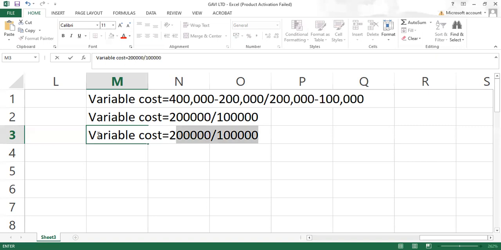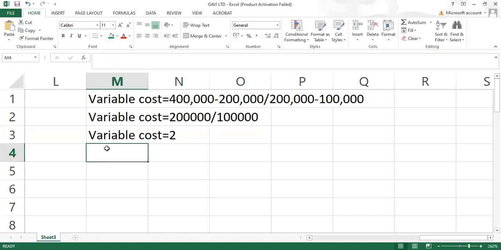Are we all okay with how we calculate that one? It is the cost of the highest activity level minus the cost of the lowest activity level, over the highest activity level minus the lowest activity level. We pick it in the order of how we pick the cost.